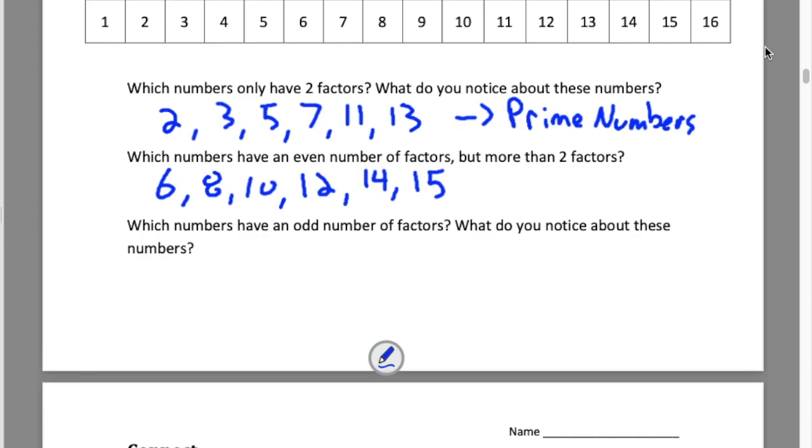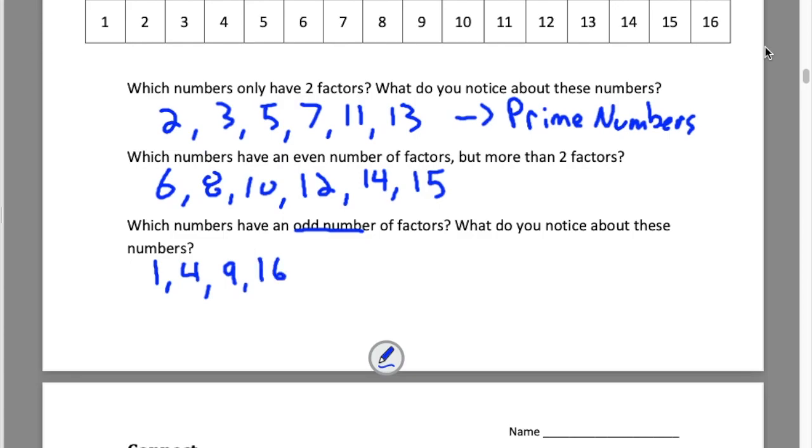The next question says, which numbers have an odd number of factors, and what do we notice about them? Okay, so let's look at which ones have an odd number. Well, they all have at least 1. And the first one, the number 1, only has 1 factor. It's 1 itself, okay? The next one would be 3 factors, and the next one I see here is 4. So we would have the number 4. We also have the number 9 that has an odd number. It only has 3. And then if I keep scrolling over, I don't have any more that have just 3 factors, but I have one that has 5 factors, and that's 16.